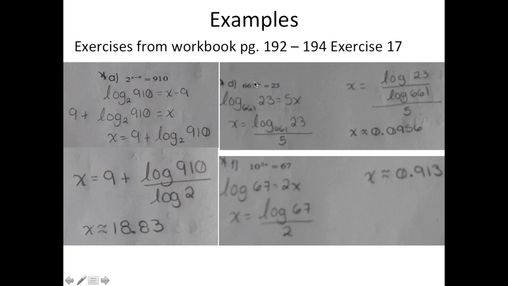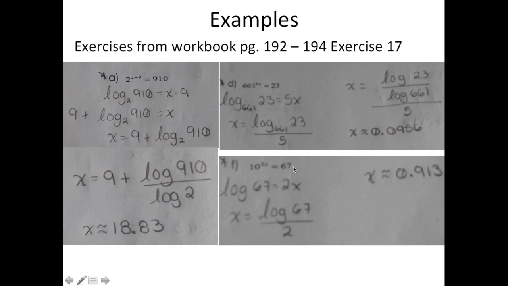Another example would be this one. 661 to the 5x is equal to 23. I change this into a log. So it's log base 661 of 23, it's equal to 5x. I need to leave x by itself, so the 5 is multiplying, I take it dividing to the other side. Log base 661 of 23, I can do a change of base for this one by doing log of 23 over log of 661. And once I have that result, I can divide by 5, and you're going to get that x is approximately 0.0956.